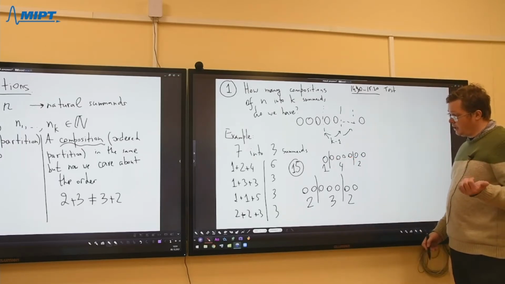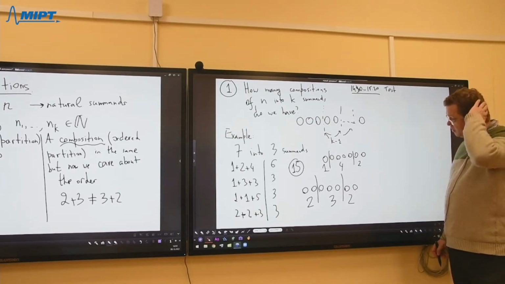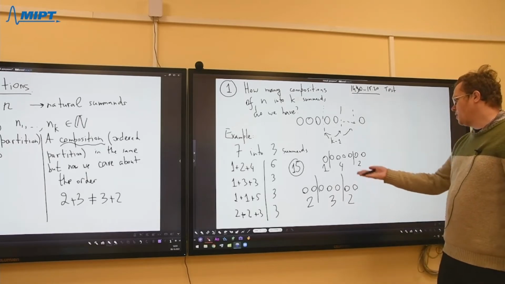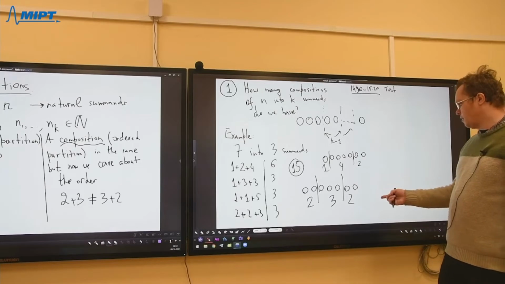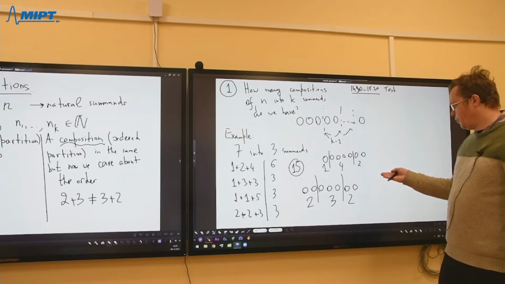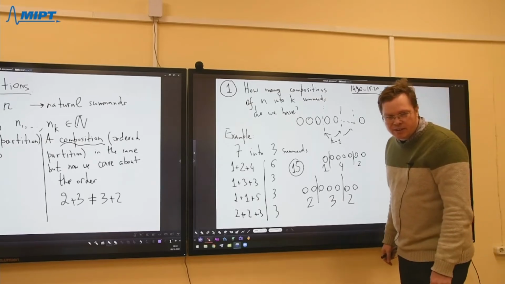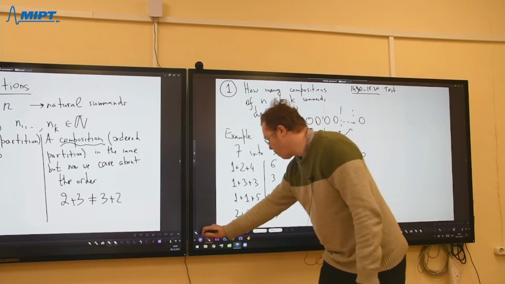So the question is, how many possible such pictures are there? We just put 2 delimiters between 7 balls. So how many? Yeah. So we have exactly.